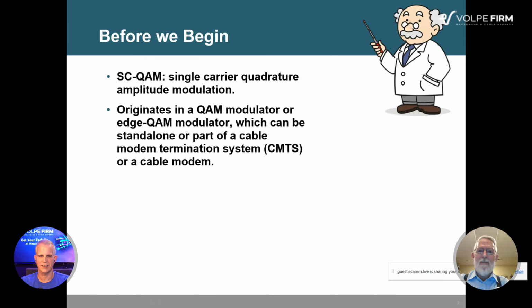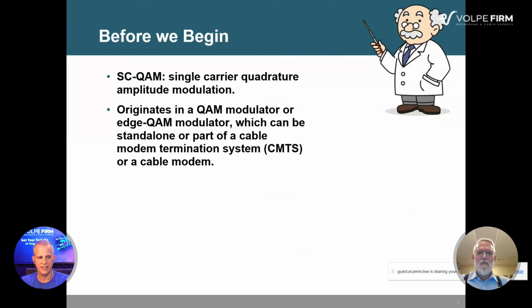And that gadget can be a standalone box or device mounted in the rack in the head end. It can be part of a cable modem termination system, the good old CMTS. It can be part of a cable modem. It can even be a part of your test equipment that generates, say, an upstream QAM test signal.